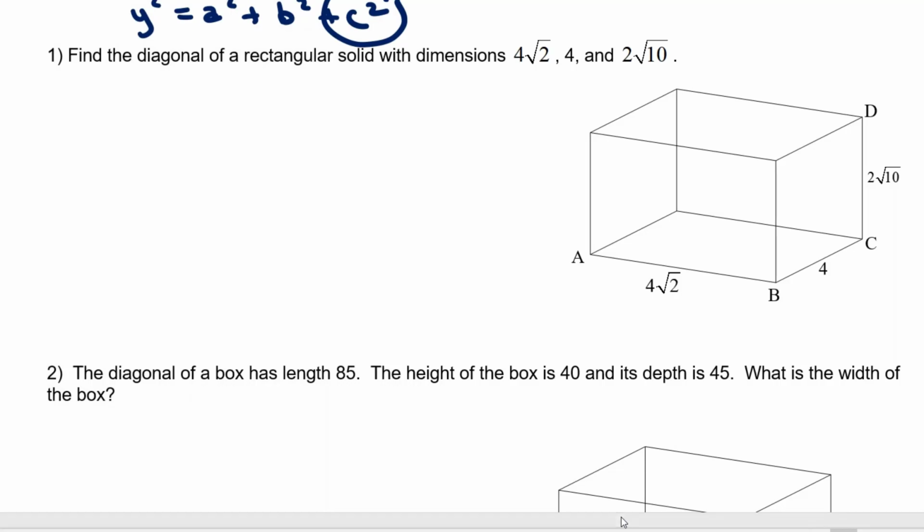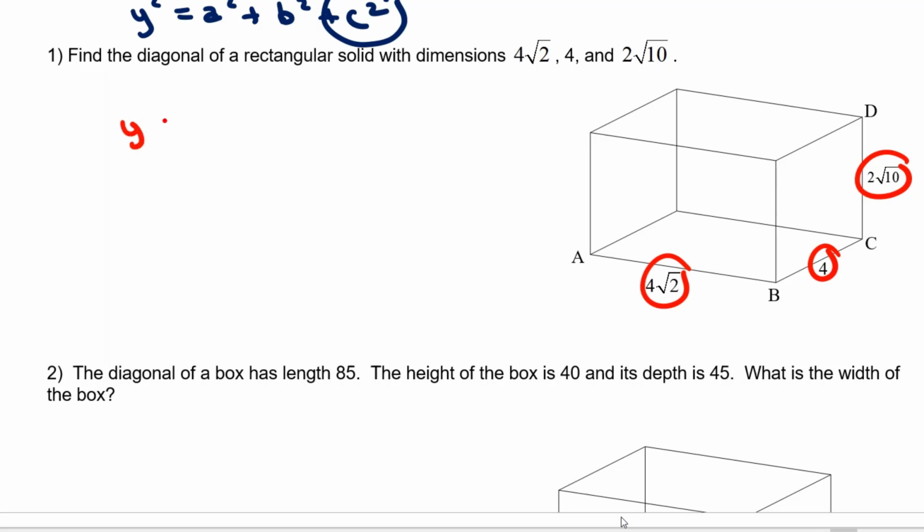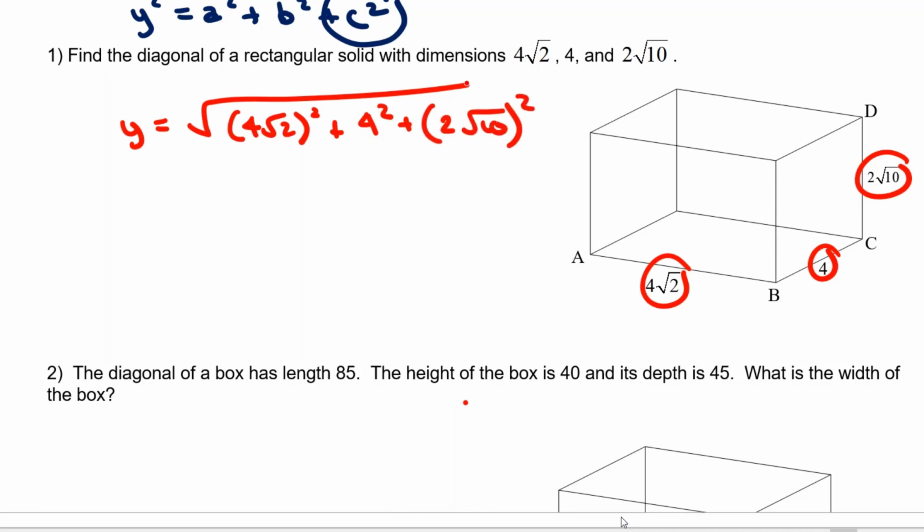And so here's my problem. I have 3 sides, and I'm basically just going to plug them into the formula. So it's going to be 4 root 2 squared plus 4 squared plus 2 root 10 squared. And really the only tricky thing here is taking something like this and squaring it.